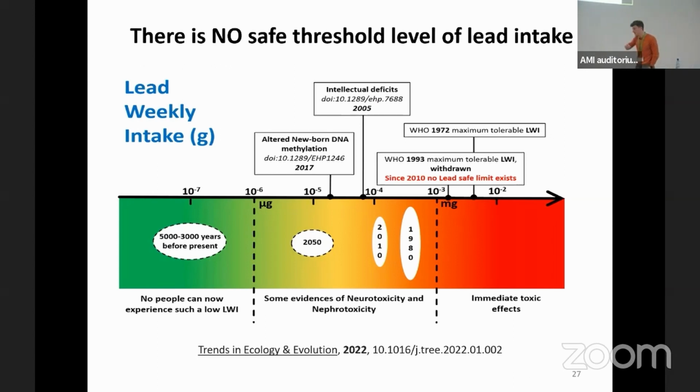Then because of human activity, we started to raise our lead intake level, and in 1980 we arrived at a peak of lead intake, not because of food or water, but because of the atmosphere. The gasoline was loaded with lead, so lead was spread in the atmosphere and we were breathing lead. That's why lead was banned from gasoline. Since then we started to get better and better. This is where we expect to be in 2050, not yet back to 2,000 years ago, but we're doing good.